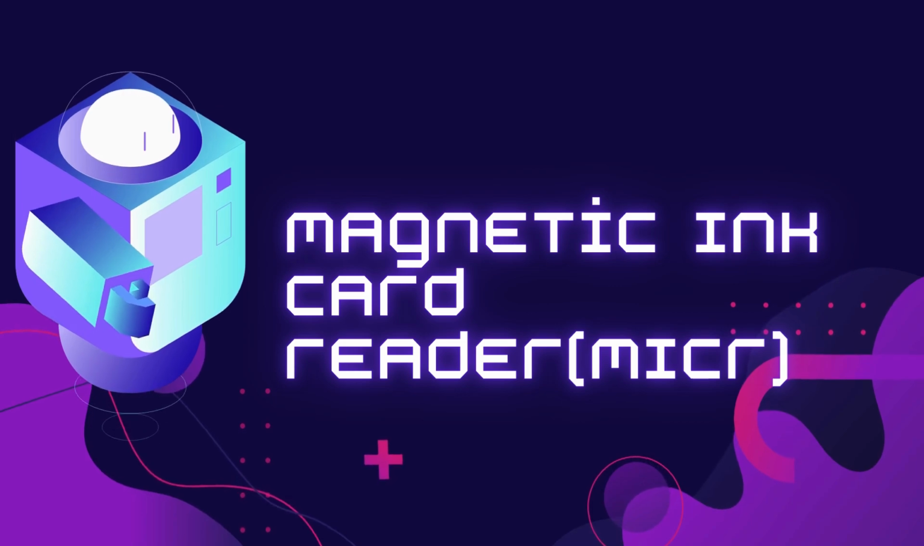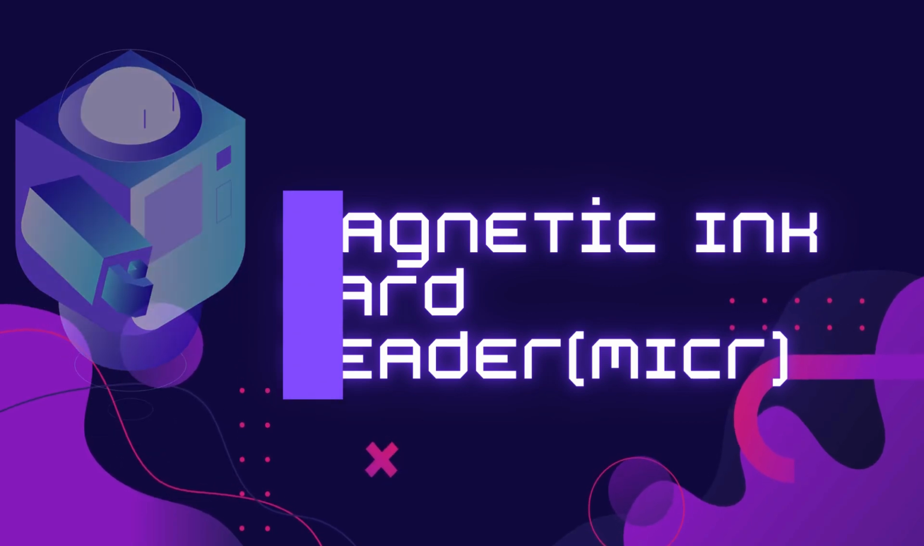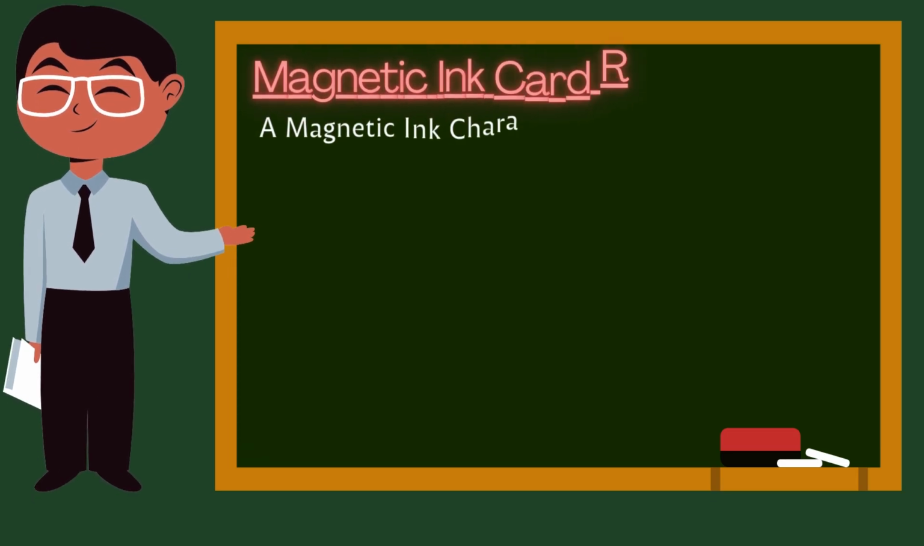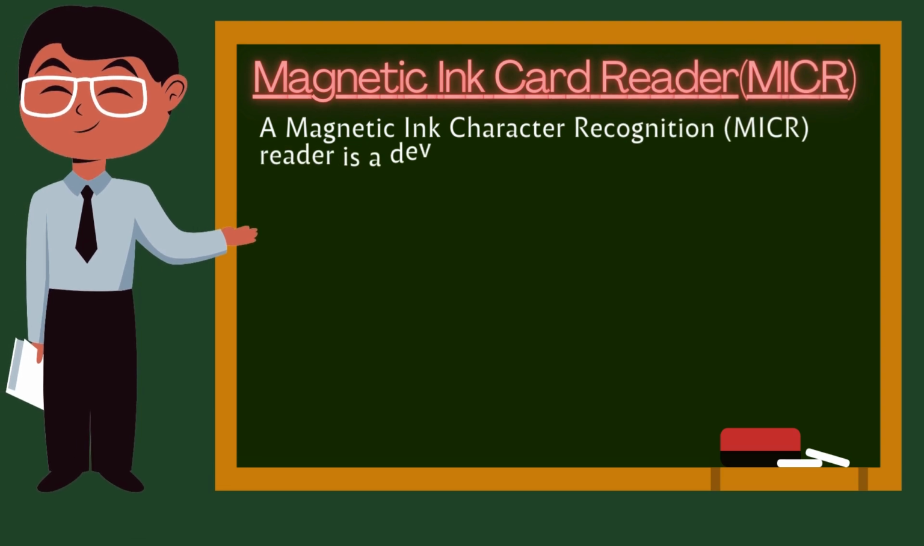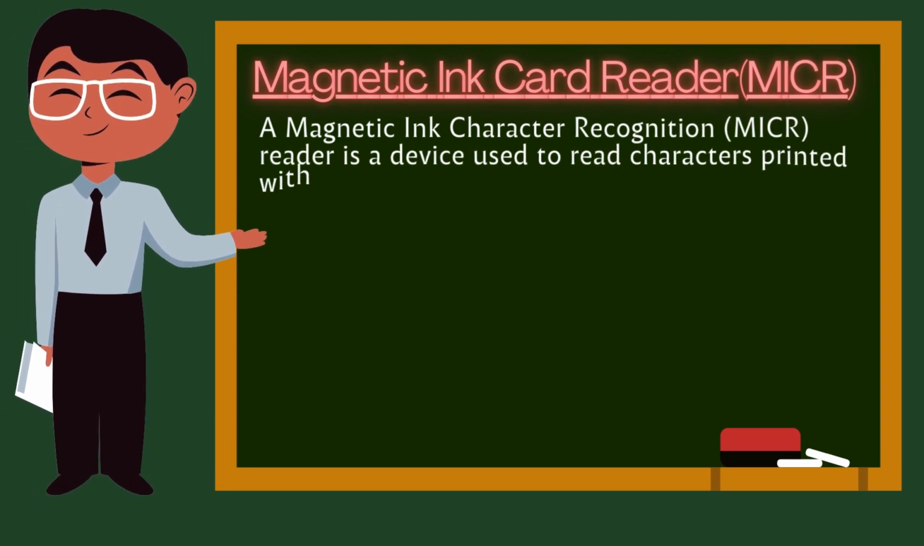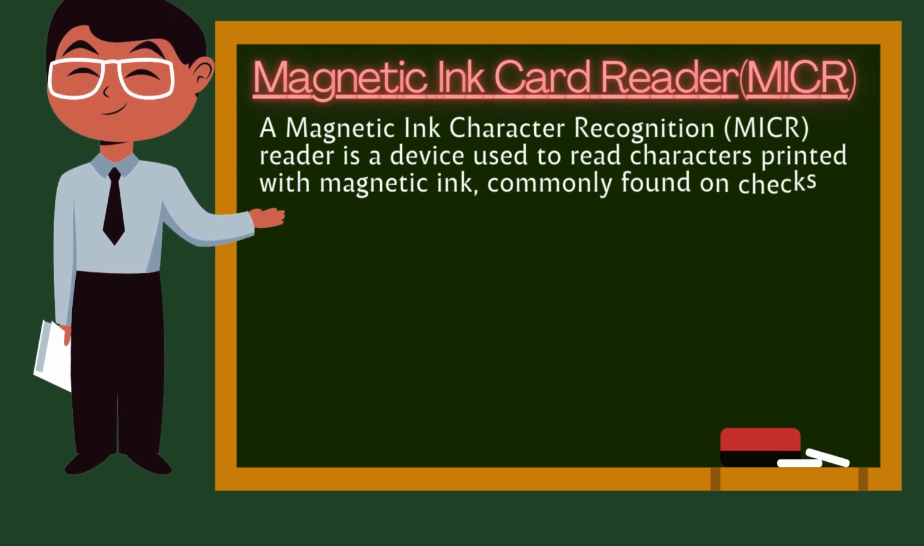Magnetic Ink Character Recognition (MICR). A magnetic ink character recognition (MICR) reader is a device used to read characters printed with magnetic ink, commonly found on checks and other financial documents.